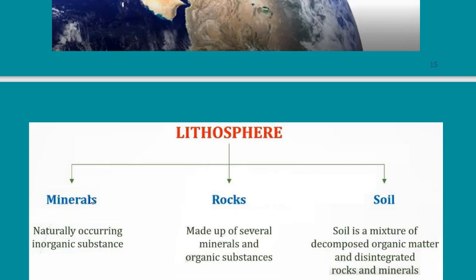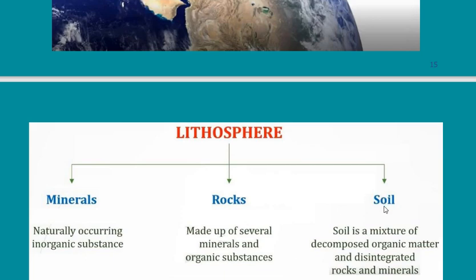So we have minerals, then we have rocks. Rocks are made up of several minerals. One type of rock may consist of many minerals bound together. Plus, it may contain also organic substances. So rocks are minerals, maybe plus organic substances.